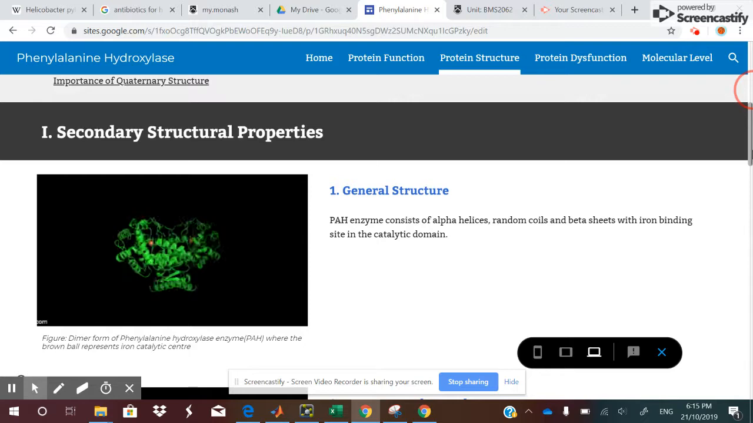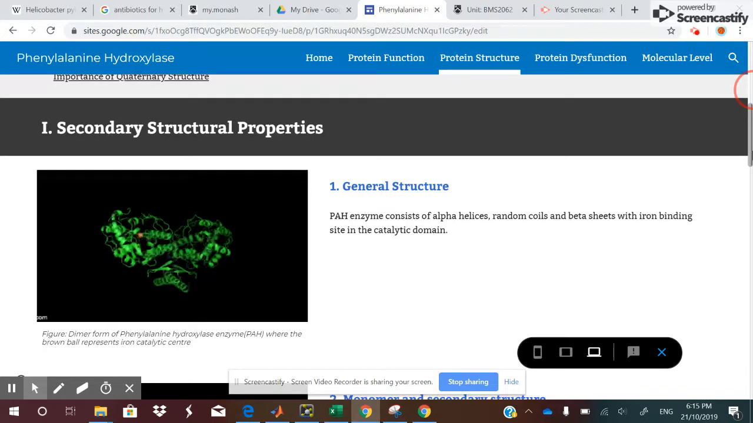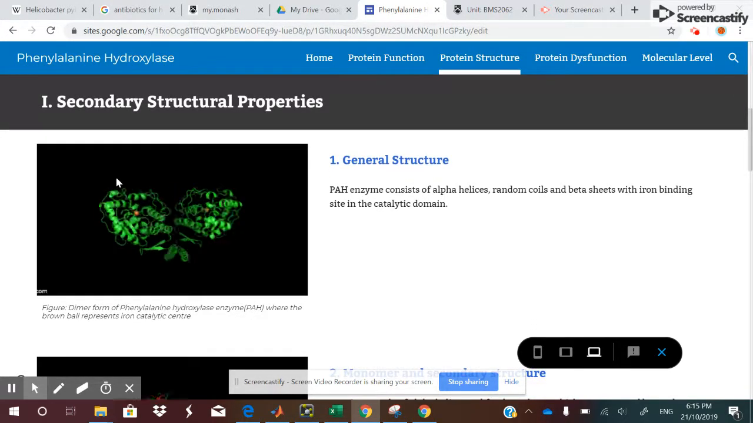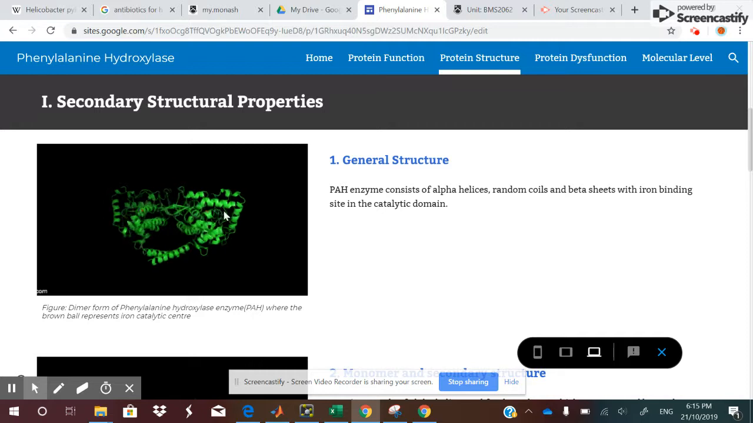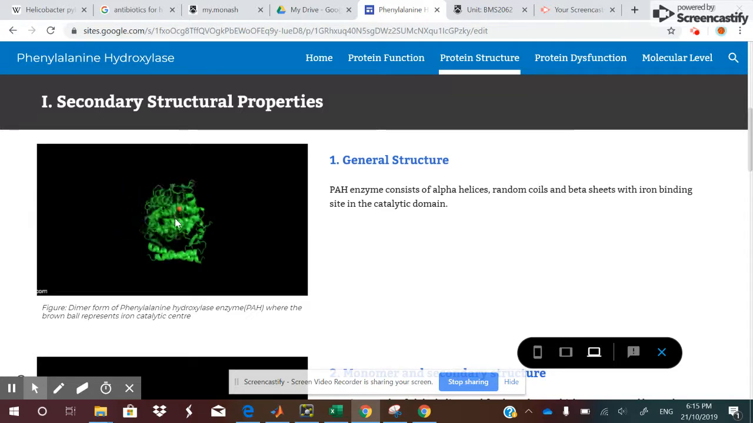So let's talk about the secondary structural properties of protein. That's the general structure of phenylalanine hydroxylase enzyme. The brown balls represent the iron molecule, or non-heme iron binding site. This is where the enzyme activity takes place.